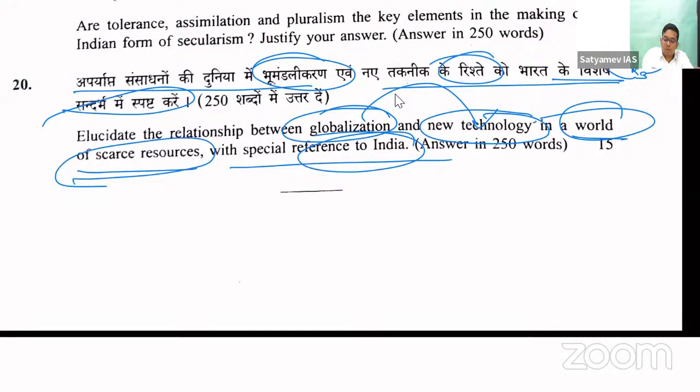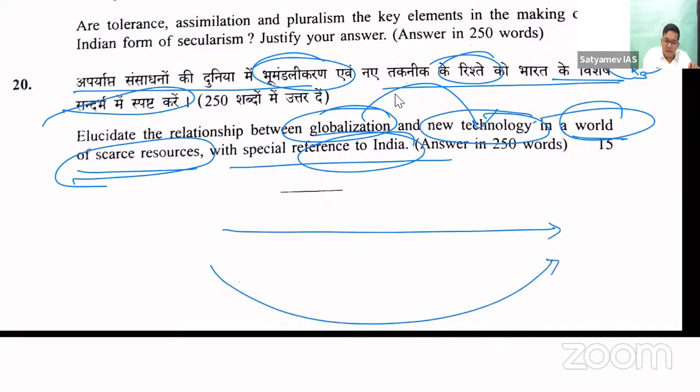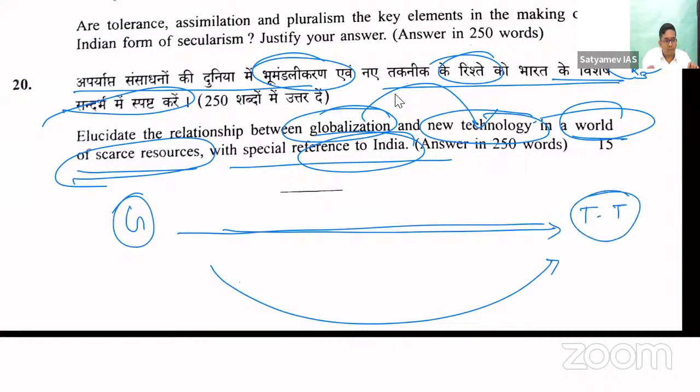There are two types of relation. This is linear relation, and this is non-linear relation. So I'll say that globalization and technology transfer is a linear relation. I told you the things about the linear relation. I'll tell you the non-linear relation also. So in non-linear relation, the developing countries will be what? Developing countries will be dependent upon developed countries.